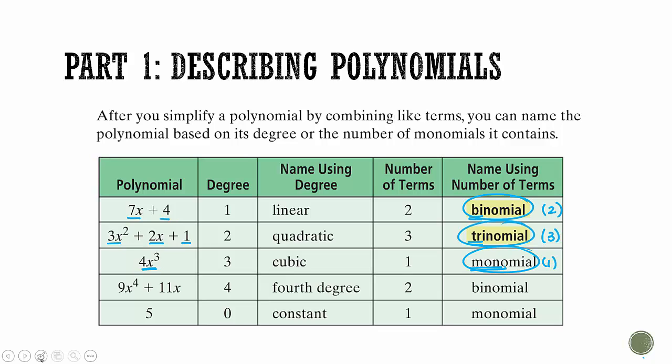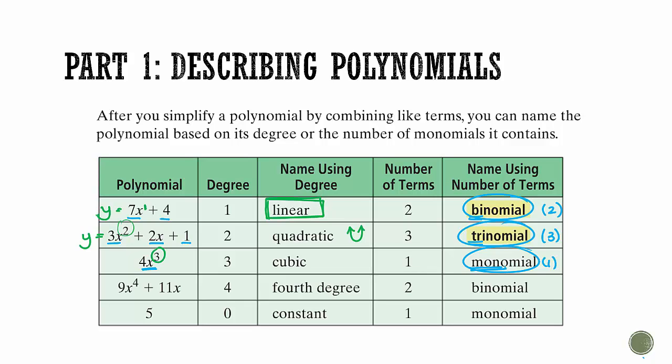Now the other way that we can name things is by their degree. And we've had the most experience with this degree right here. Things that are linear just have a degree of 1. So 7x plus 4, if we were to graph this, it would look like a line. That's why we call it linear. Whereas something like this, if we were to graph it, it would look like a parabola. And the fancy word for that is quadratic. So if something has a degree of 2, it's a quadratic.